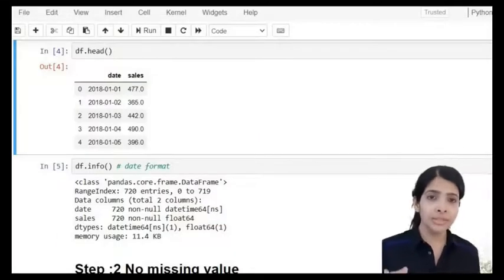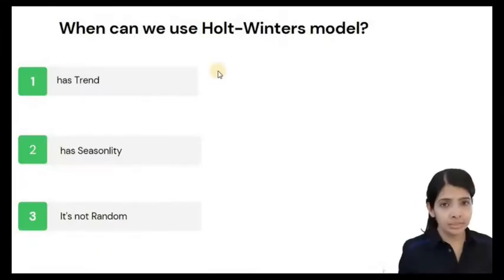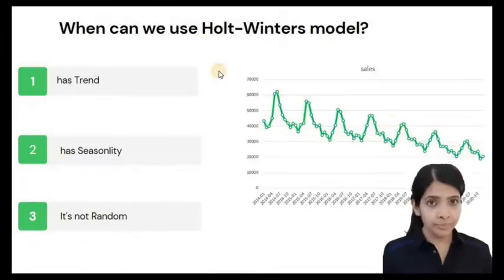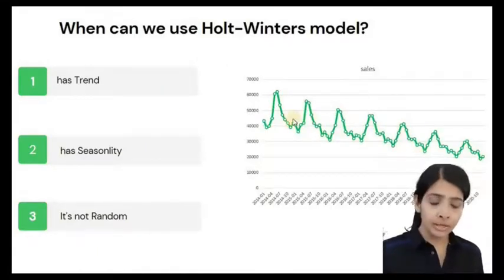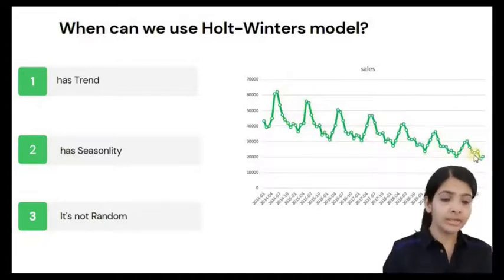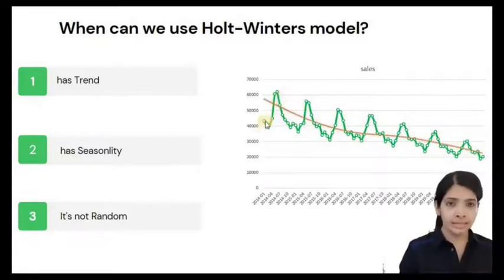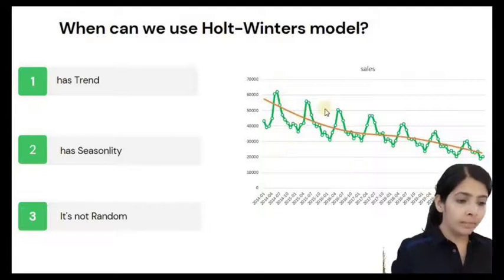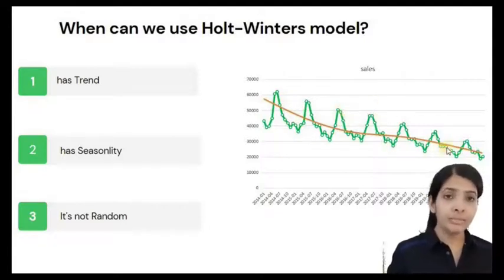real business sales data. We can use the Holt-Winters method when our series has a trend, an upward or a downward trend. Like in this series, it has a downward trend, and it has seasonality, like a periodic, regular, rhythmic movement to it. In those cases we can use the Holt-Winters method for forecasting.